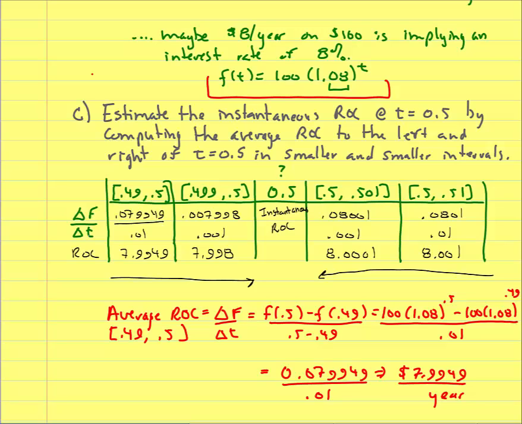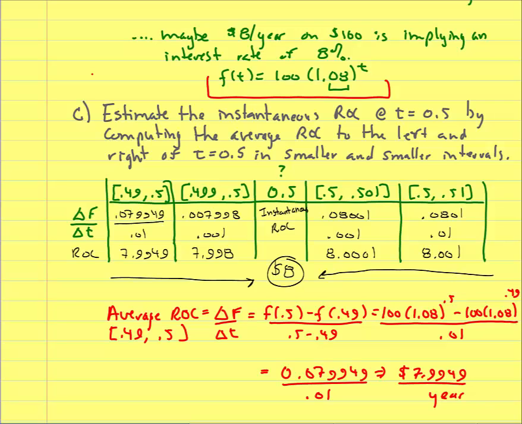But again, I can't calculate it because instantaneously there's no change in time. But if I look at the patterns over very, very small increments, I can see, you know what? This is approaching $8. I'm pretty confident about that. We're getting closer and closer to 8 from the right, and closer and closer to 8 from the left. This is the idea of a limit. So the idea of a limit that we talked about above makes sense here.